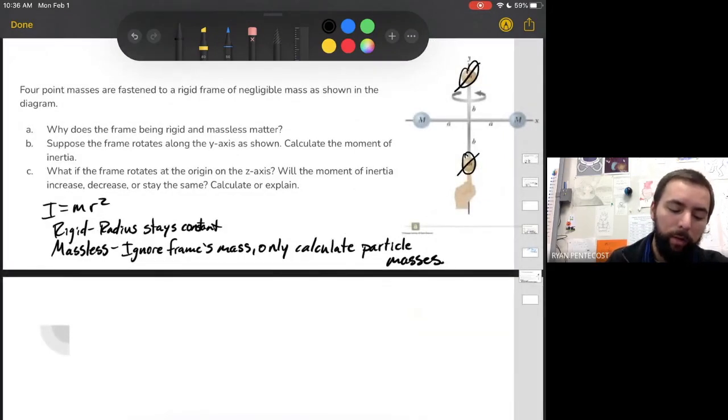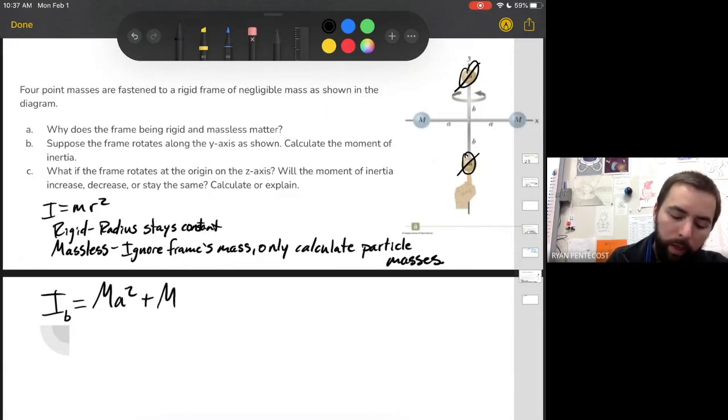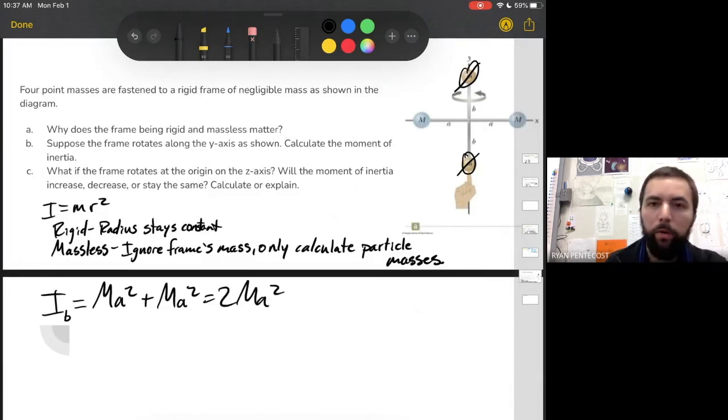So calculate the moment of inertia. We'll say this is the moment of inertia for part B. You've got m r squared. So you've got big M times a squared plus big M times a squared. Okay, so you have 2 M a squared. Right? So that is our moment of inertia for part B: 2 M a squared. We're just dealing with symbols for now.